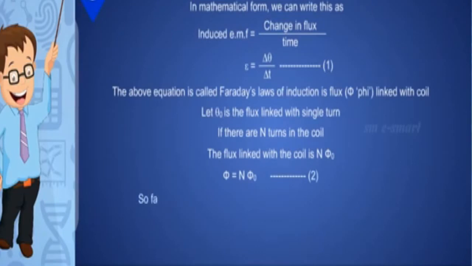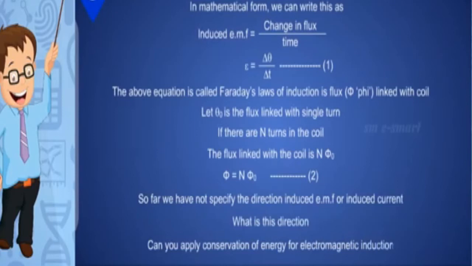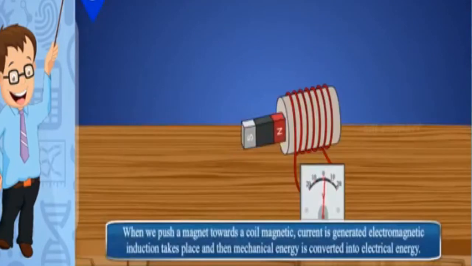So far, we have not specified the direction of the induced EMF or induced current. What is this direction? Can we apply conservation of energy to electromagnetic induction? When we push a magnet towards the coil, current is generated, electromagnetic induction takes place, and then mechanical energy is converted into electrical energy.